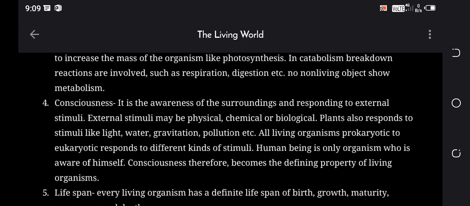It is the awareness of the surroundings and responding to external stimuli. External stimuli may be physical, chemical or biological. Plants also respond to stimuli like light, water, gravitation, pollution, etc. All living organisms, from prokaryotes to eukaryotes, respond to different kinds of stimuli. Human beings are the only organisms who are aware of themselves. Consciousness therefore becomes the defining property of living organisms.